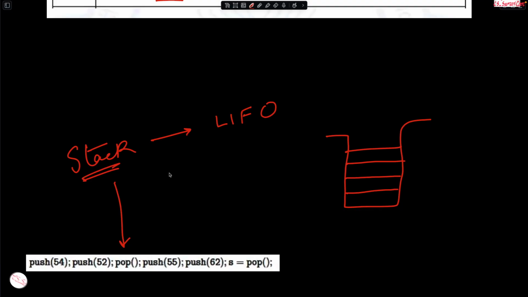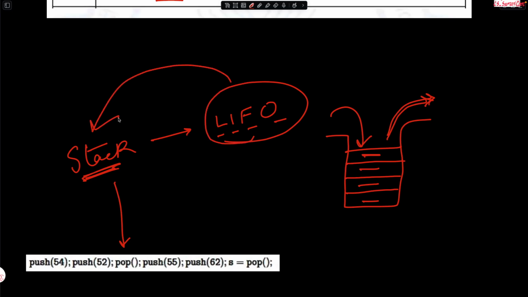So a stack is a data structure that follows the LIFO principle, right? Last in, first out. So if the input is made from the same place as the output is made from, right? So if this is the input, then this is the input, and this is the input. So this is the last input, and that last input is going to be the first output. That is what LIFO implies. That is what your stack implies.